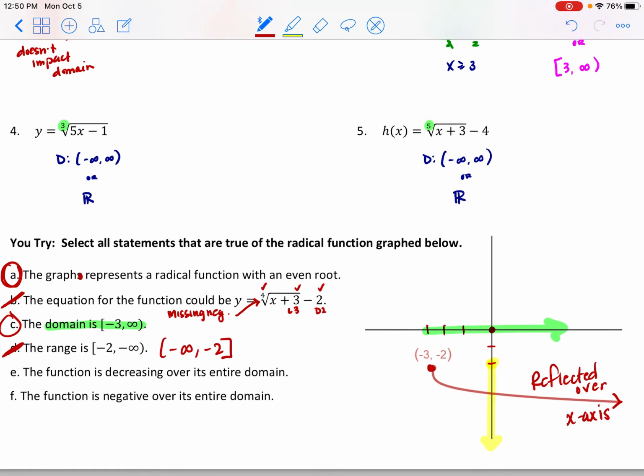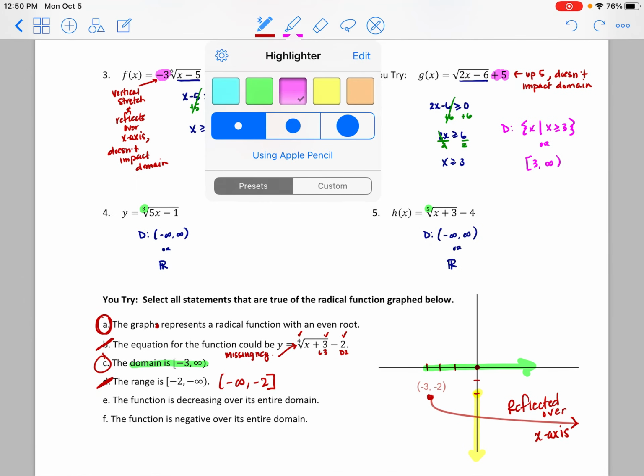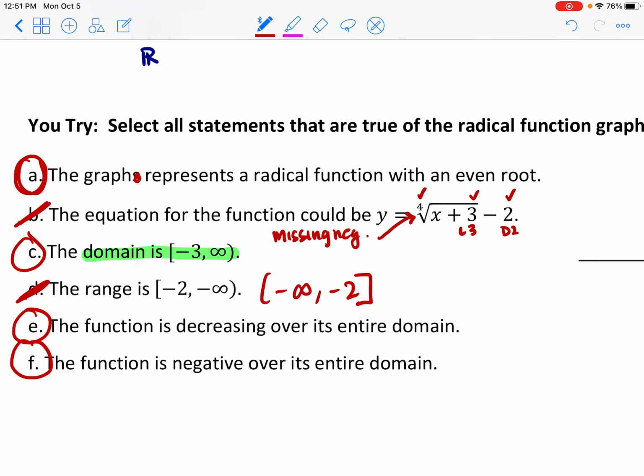The function is decreasing over its entire domain. Decreasing. If we follow this left to right, it's going to continually be going down. Yes. So we're going to circle that one is true. And then the last one, it's negative over its entire domain. Negative means below the x-axis. No matter what, is this graph going to be below the x-axis? Well, if it starts here and goes down forever, then yeah, it's going to be below the x-axis the entire time. So we're going to select true for that one as well. So this is going down left to right, and this one is below the x-axis. And that's true. Okay, so there it is.